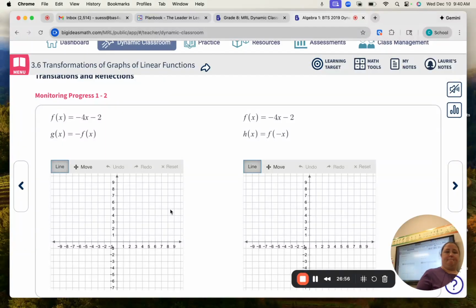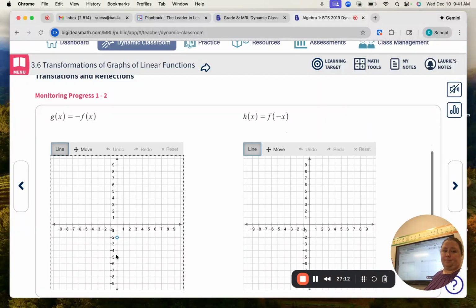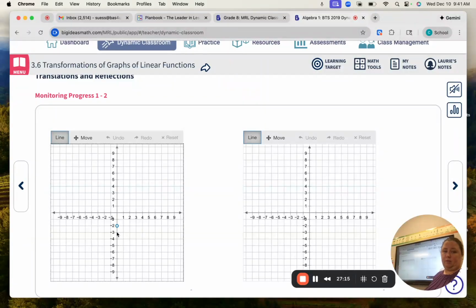So our first equation, what is my y-intercept? Yeah, -2. You can look in your book. So my y-intercept is at -2. What's my slope? Your slope is -4. So I'm going to go down 4 over what? 4 over 1. Correct. So this is my original line.